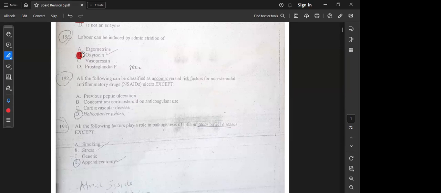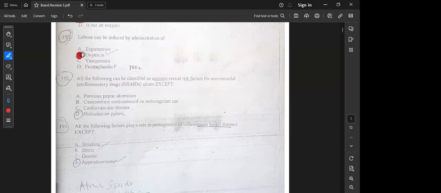Anyone with something to add on labor, anything labor related, pregnancy, on the same lines? I think the other day we talked on tocolytics, the drugs that prevent or prolong premature labor. So I think we're okay there. Moving on to the next question.